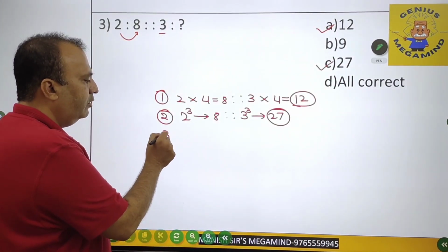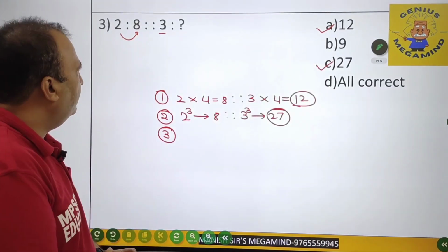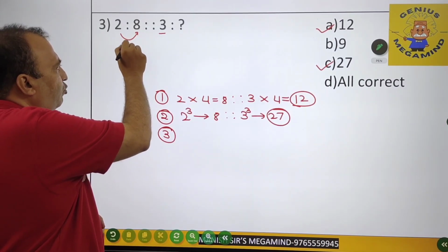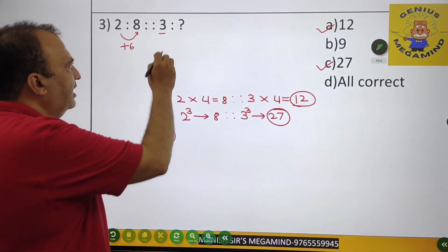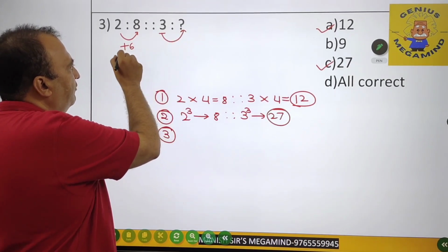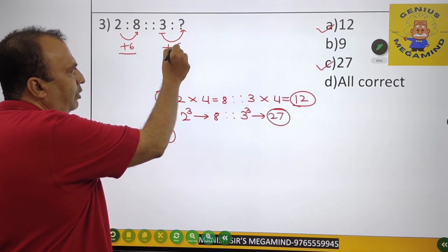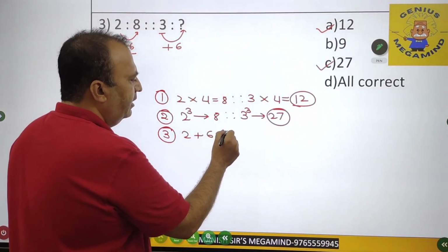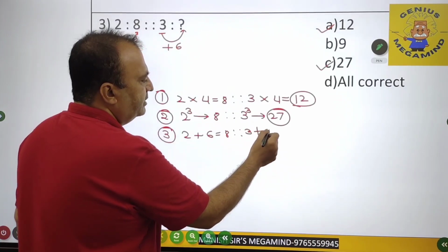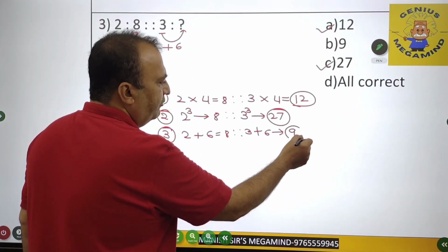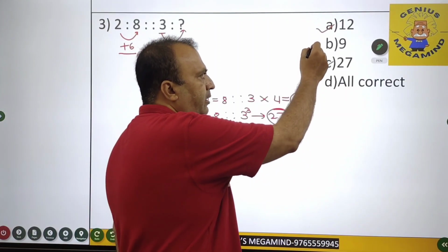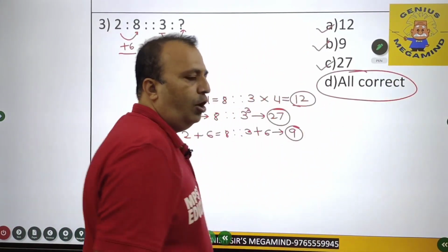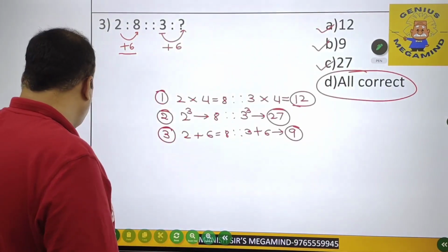Now let me go for the third type of solving. Fine. What is the difference between 2 and 8? The difference between 2 and 8 is what? 6. So the same kind of difference I have to find between 3 and the question mark. So if I added 6 over here, I'll add 6 over here. So it will be 2 plus 6 is 8. In the same way, 3 plus 6 will be what? 9, my friends. So the answer can also be 9. So I can straight away jump to the conclusion that the answer for this question is what? All correct. So that was question number 3.